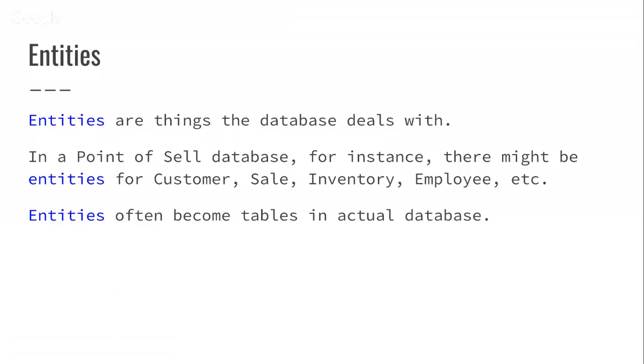These are the things that a database deals with. When you're designing it, you think about what are the things that the database is going to deal with. So in a point of sale database, we did this, there'll be customer, sale, inventory, employee, etc. And entities often become tables. I say often because sometimes when you do the design stage, you have to break them up and make them more complex. Entities are the same thing as tables, except they're in the logical design phase, not the physical stage. Once you've created them, they're tables. That makes sense? Entities are design, tables are the actual database.